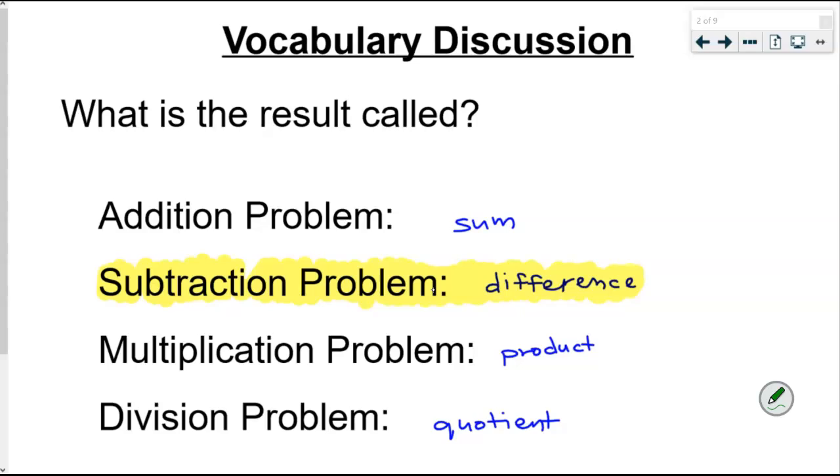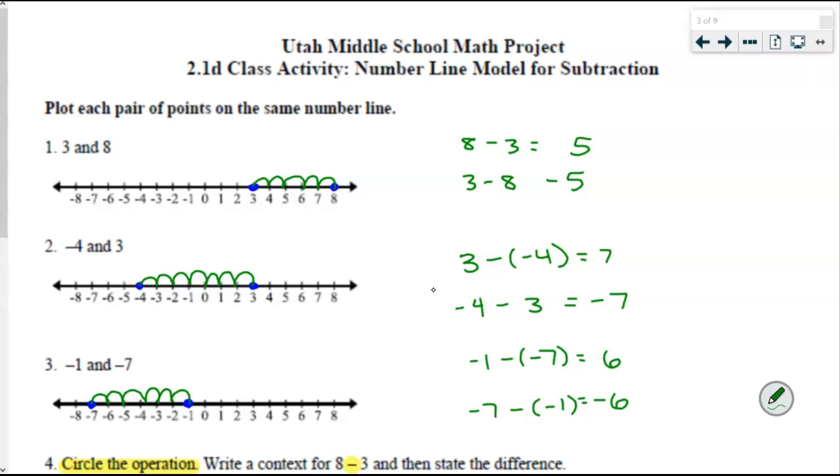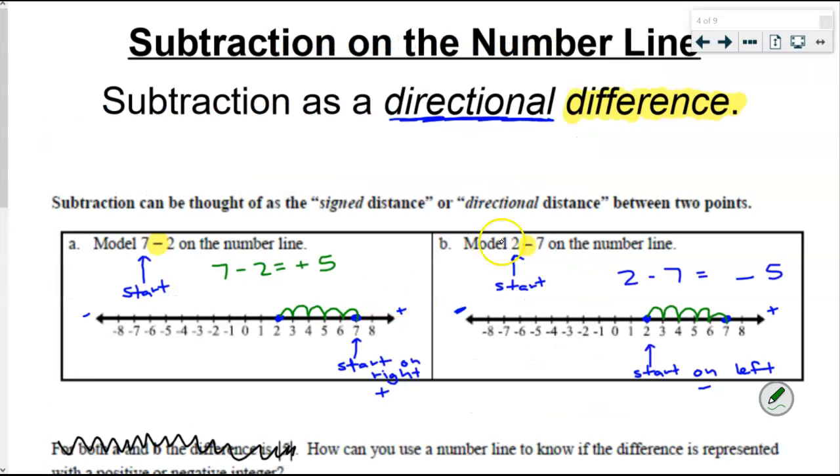Do we need to review this? We're good, right? Key thing to remember, it's why it's highlighted, is subtraction problems are a difference. That's why we're plotting these 2 points on the number line and counting how far apart they are. We're finding the difference. Or in other words, we're finding the distance between them.